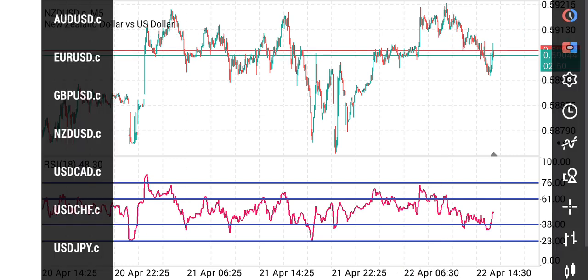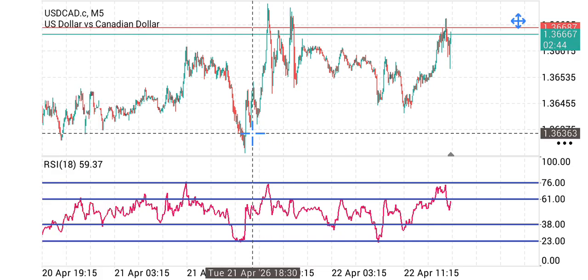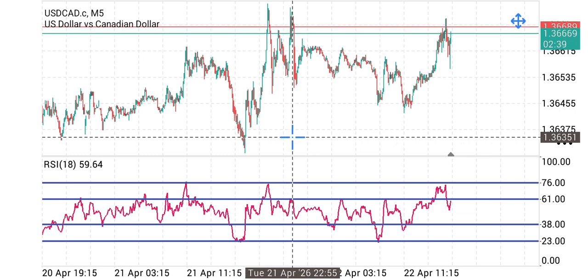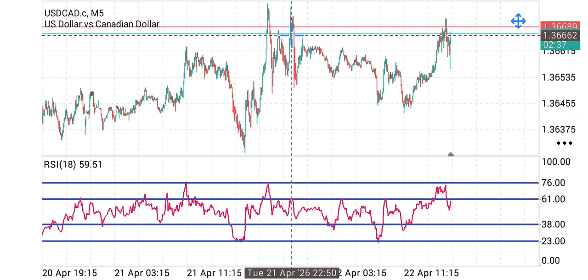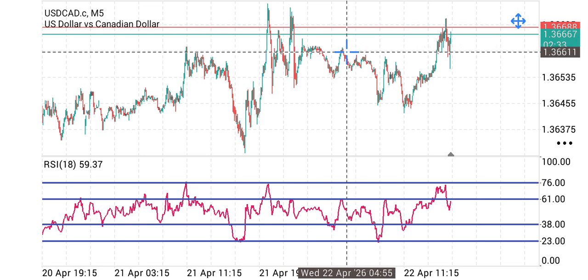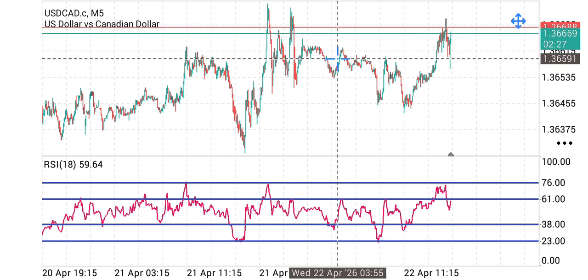So let's go to another pair. We were on NZD USD, now we're going to USD CAD. What is going on in USD CAD is that before the market closing, as you can see, we had a very beautiful resistance there. The market pushed down up until 5 o'clock, which gave us some smaller profits there.